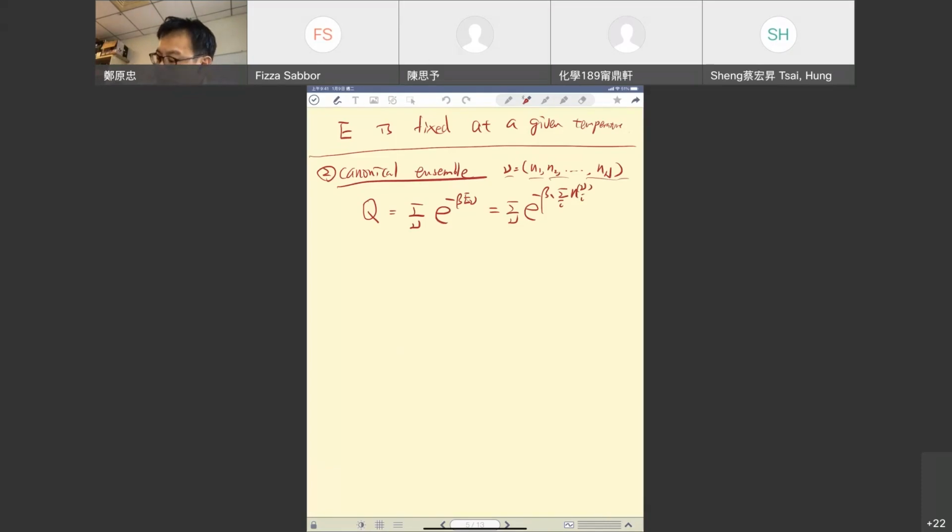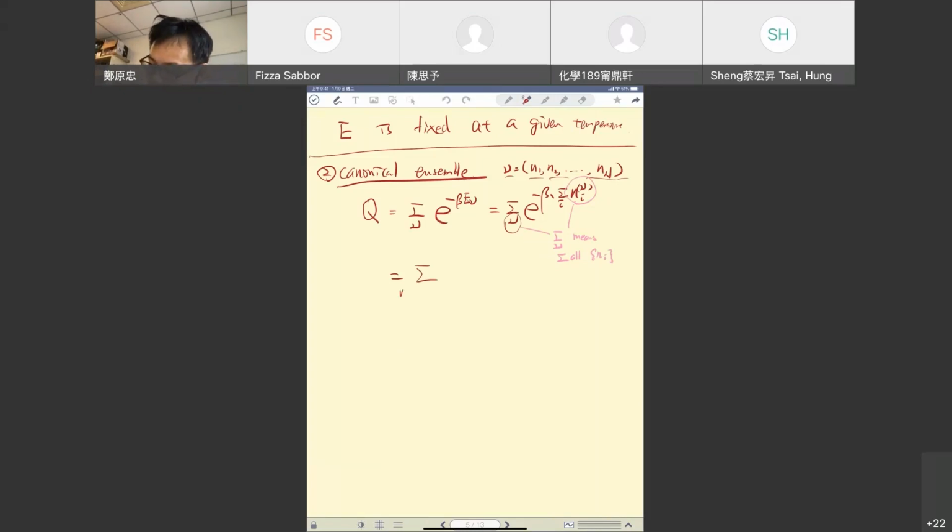So you realize that sum over all microstates actually represents sum over all the combinations of Ni. I will rephrase this right here. Sum over nu means summation over all combinations of Ni. I will use this curved bracket to denote it: all possible Ni. So this sum over states in this case can be counted.